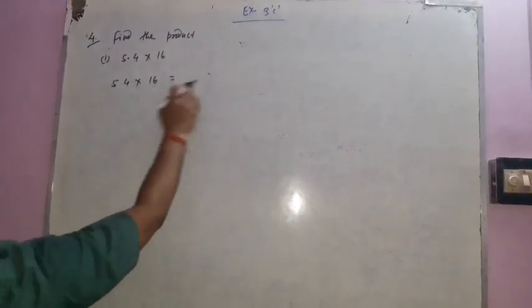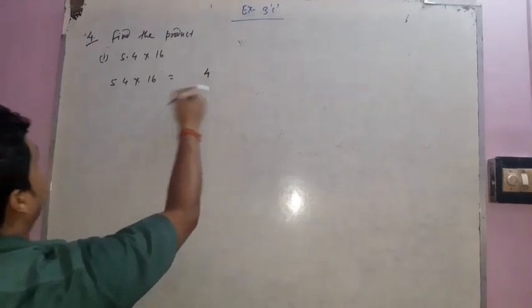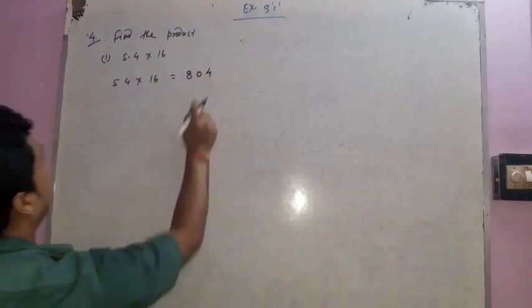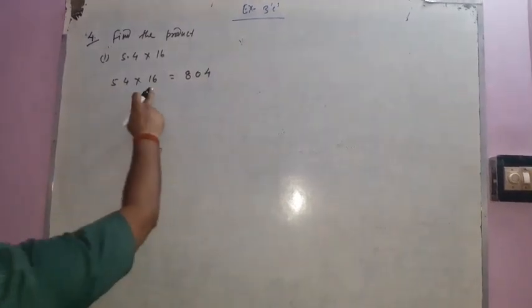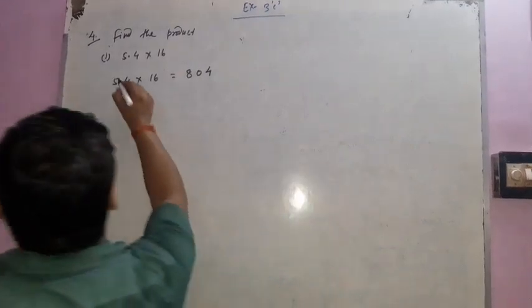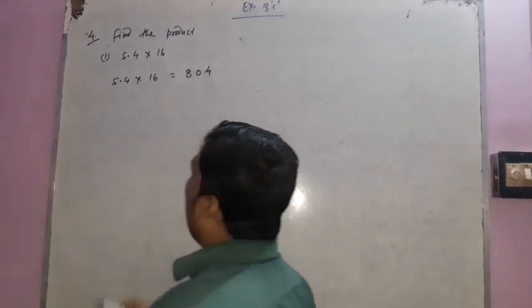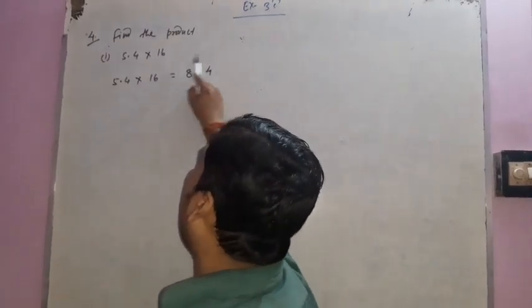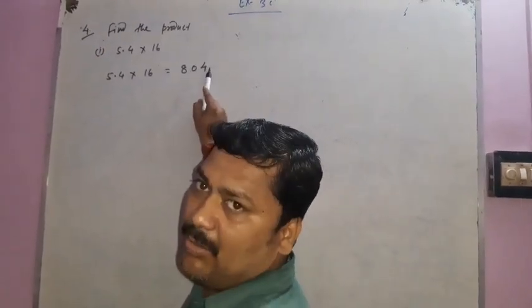Now 16 times 4 is 64, and 16 times 5 is 80, so the result is 864. When 54 is multiplied with 16, the result is 864. Now we have to place the decimal. After the decimal, how many digits are there? 1. So in this number, after the decimal, only 1 digit is required.